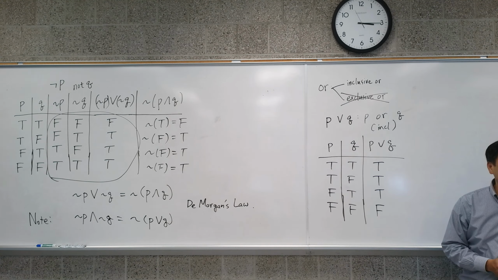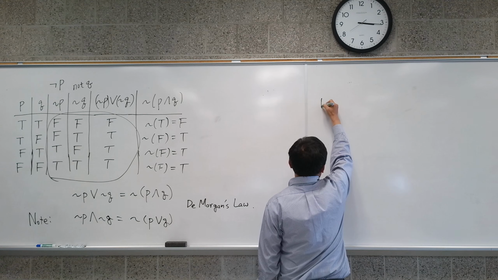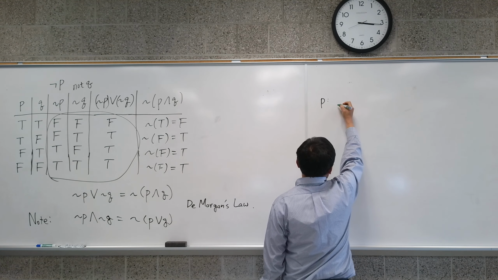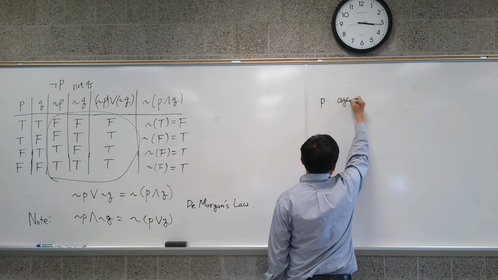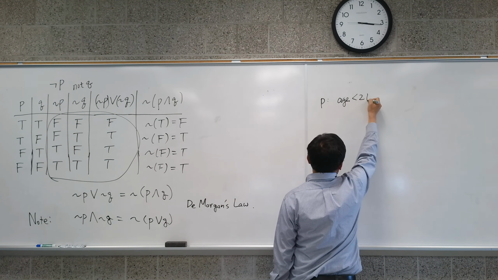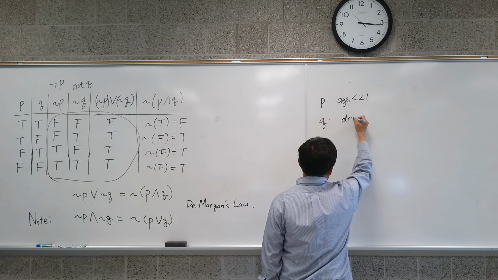The way you can see why this is true, I said we don't care about examples, but let's do an example to see why this is true. So for example, P is age is less than 21, and Q is drinking.